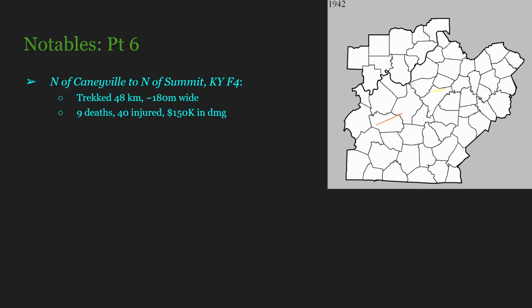Our sixth notable here is where we see even less information on these tornadoes, if you can believe it. This tornado went from north of Canyonville to north of Summit, Kentucky. This F4 trekked a pretty impressive 48 kilometers and reached 180 meters wide, that is 200 yards wide, causing 9 deaths, 40 injuries, and $150,000 along its path. The only thing that I could find from even the NWS was that this tornado caused deaths here and there and just destroyed 20 homes, with some of them being completely leveled.